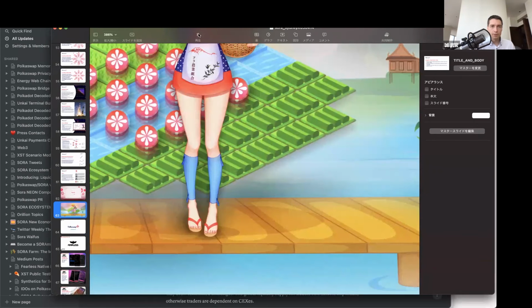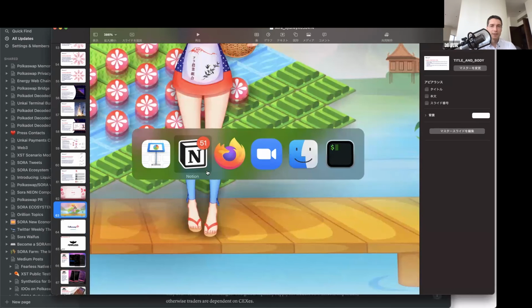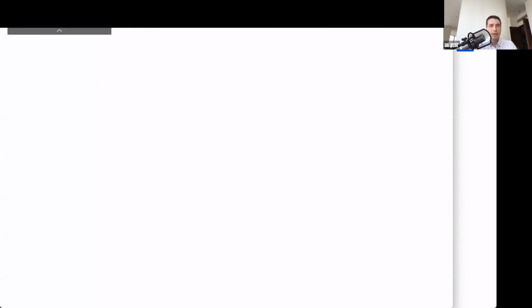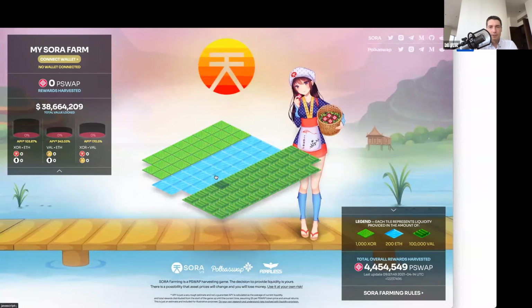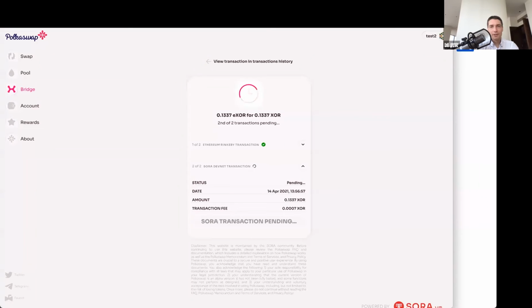I'll just say a couple other things. We've had a SORA farm game on the test network. Not test network, what am I saying? On the current Ethereum-based network, we have a website, sora.farm, where people are farming PSwap tokens. They provide liquidity, and you get these little squares. Anyway, it's a very simple game, but we're hoping to extend this in the future for the production launch.